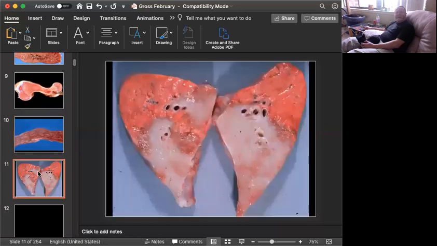Okay, slide number 10 is tissue from a sheep. Can you give me a morphologic diagnosis and a cause?